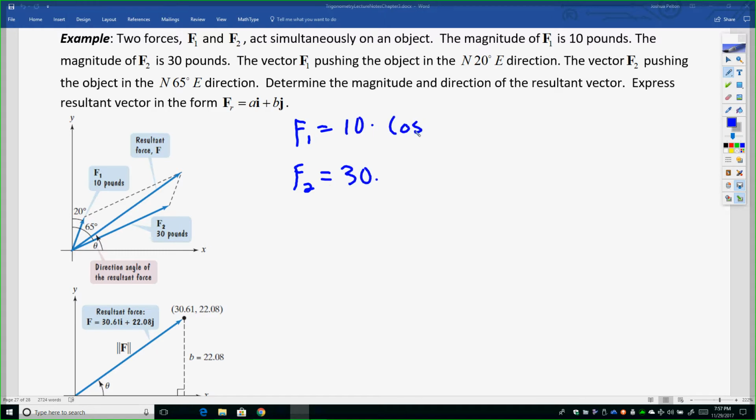So that's the magnitude times the cosine of the angle, i, plus, same magnitudes again, times the sine of the angle, j.